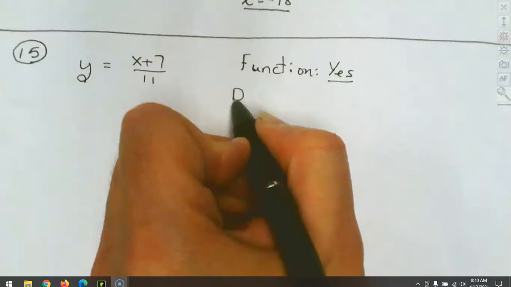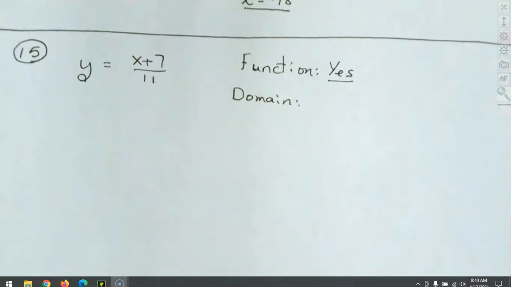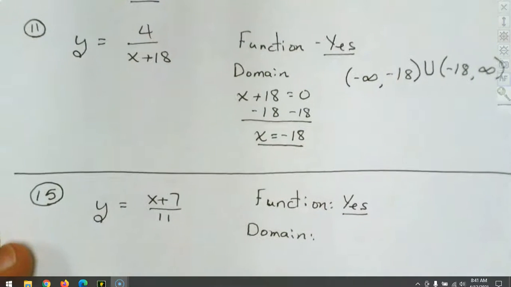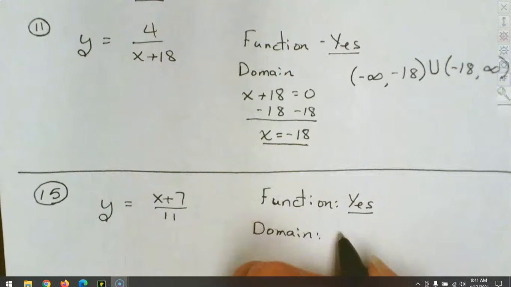Now the domain on this one is a little bit different. Well, what's different about this one versus the last one? Well, the last one, when we look at the denominator, there was an x in the denominator, right? So we had to figure out what number won't work. In this one, is there an x in the denominator, in the bottom half of this fraction? No. So is there any number that's going to give me division by 0? No. Are there any square roots to worry about? No. So what would your domain on this one be?